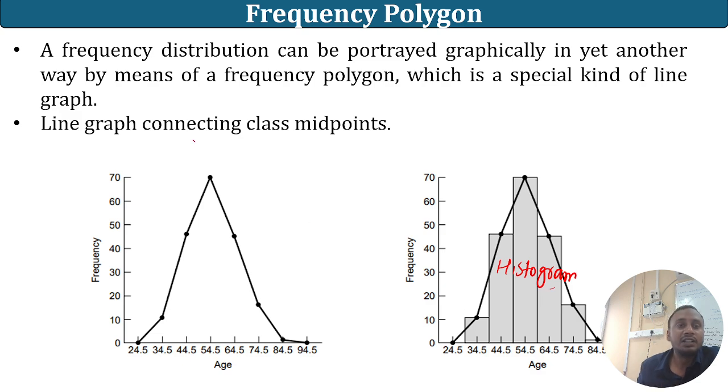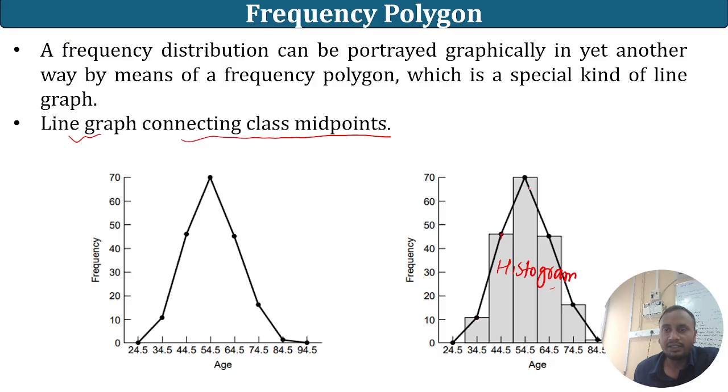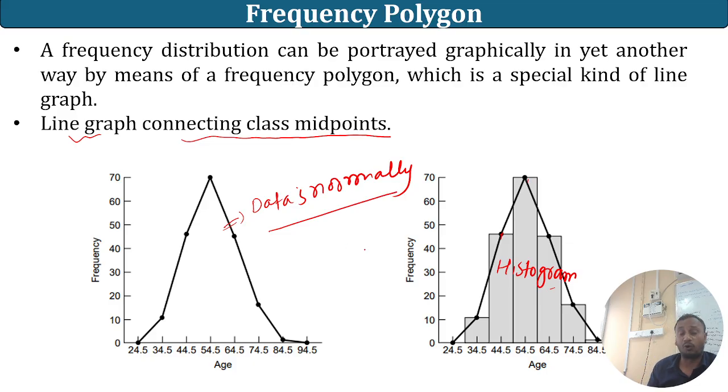So we have to draw the line graph connecting the class midpoints. Okay. So for this we were having 11, and then after it came this one. So it's going to show the distribution again. Based upon seeing this, without doing analysis on whether the data is normally distributed or not, we will be able to say visually whether the data is normally distributed or not.